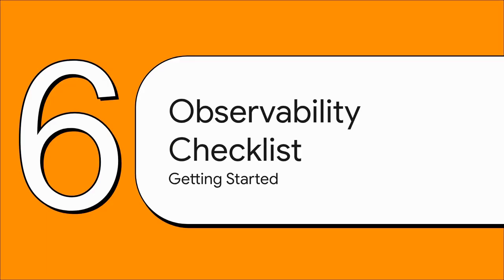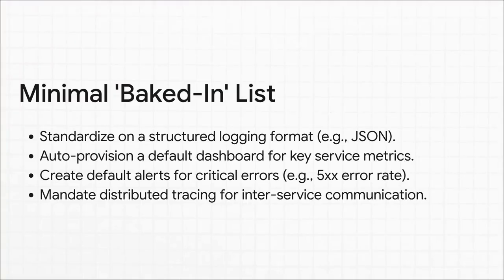Okay, so what if you're sold on this idea? How do you actually start building this into your own platform? Well, here's a simple checklist to help you get going. Right, here are the non-negotiables. First, pick a structured logging format like JSON and enforce it. Second, automatically spin up a default dashboard for every new service that shows its vital signs. Third, have default alerts for the really bad stuff, like a spike in server errors, ready to go from the very beginning. And finally, make sure distributed tracing is turned on for any and all communication between your services.